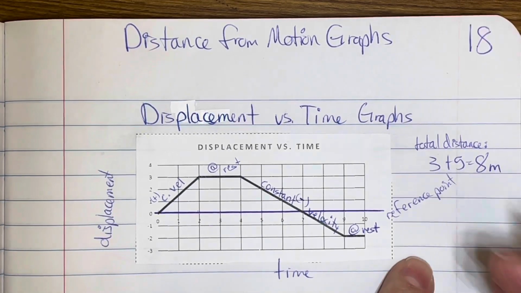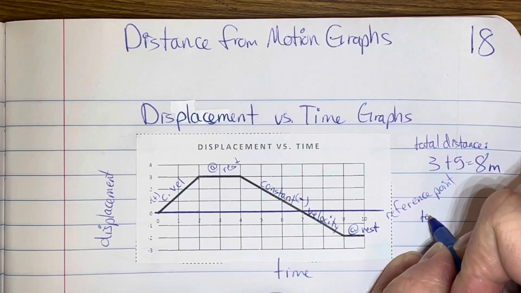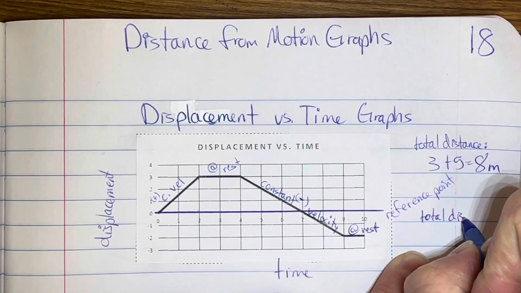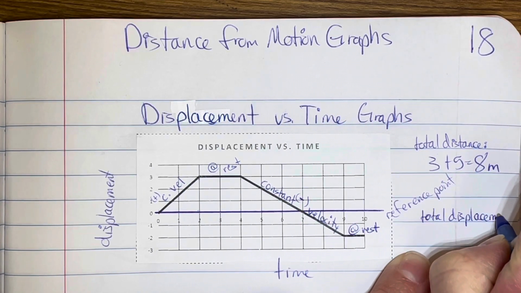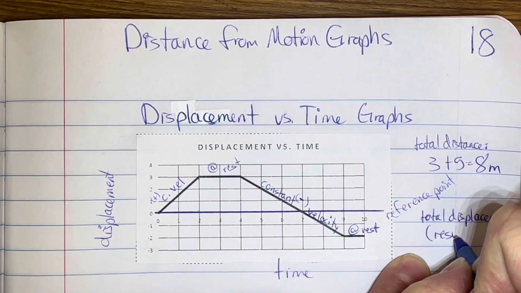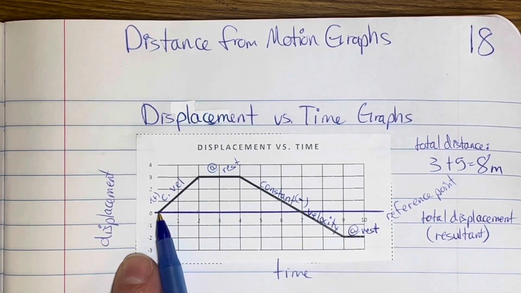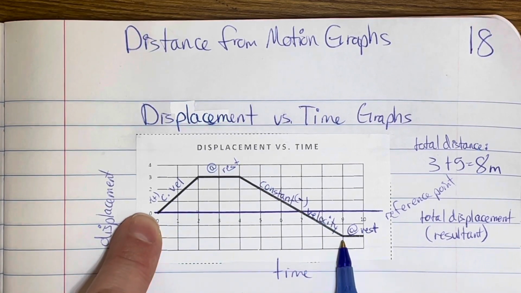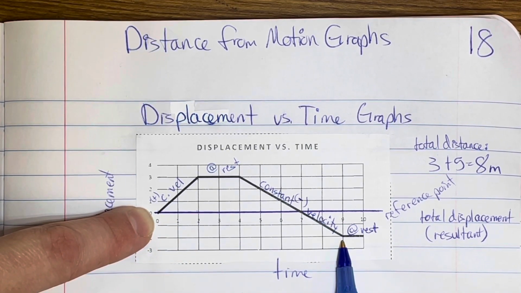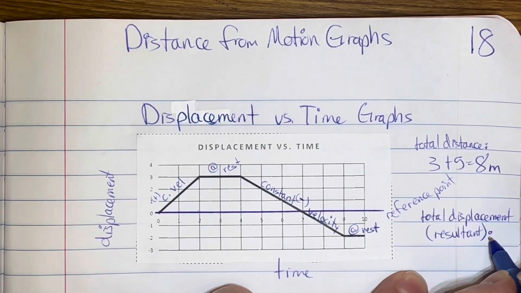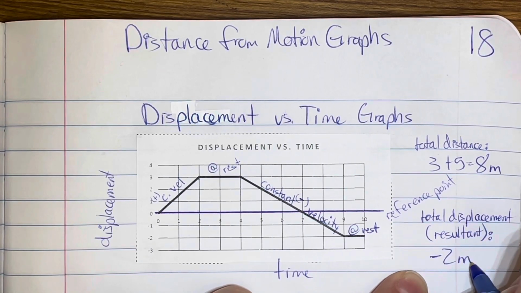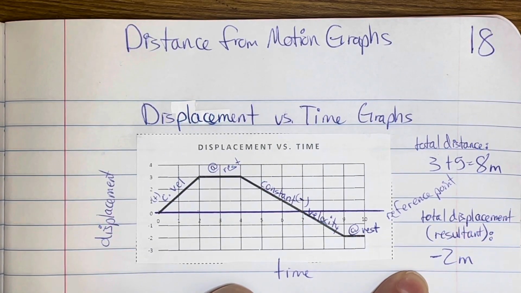Or you could ask for the total displacement, okay? Which would be asking also for the resultant. Okay, so I started at the reference point and ended 2 meters south of there. Okay, 2 meters in the negative direction. So the total displacement, the resultant, would be a negative 2 meters. Or if that negative means south, it's south 2 meters. If that negative means backwards, it's backwards 2 meters.